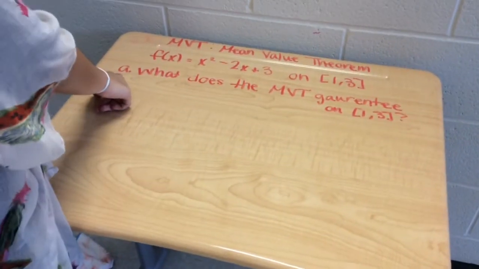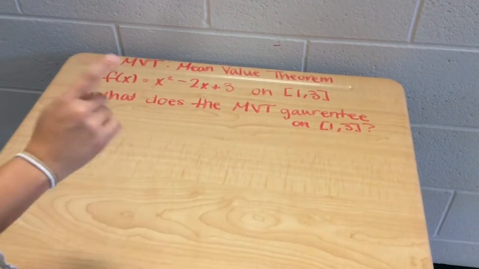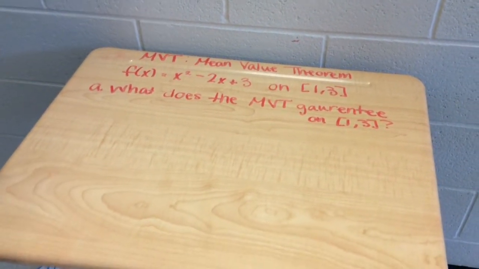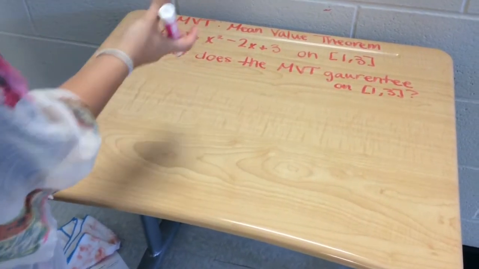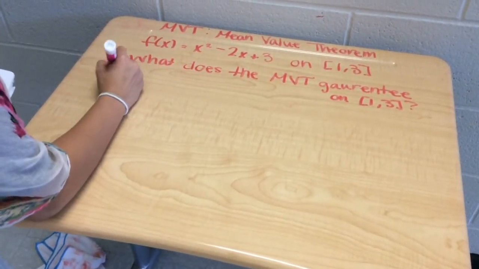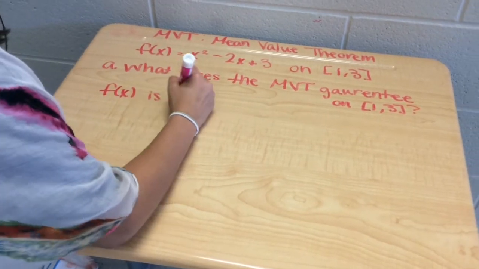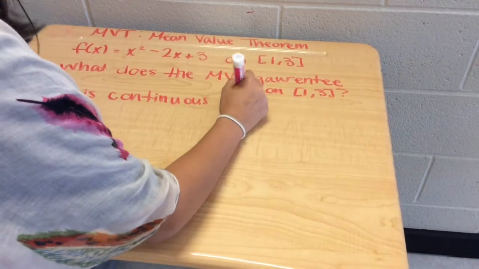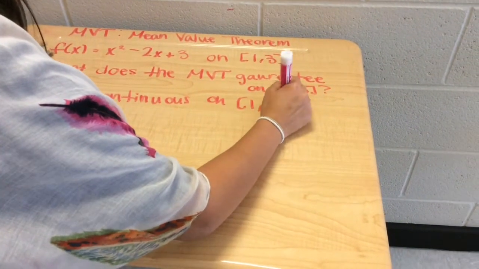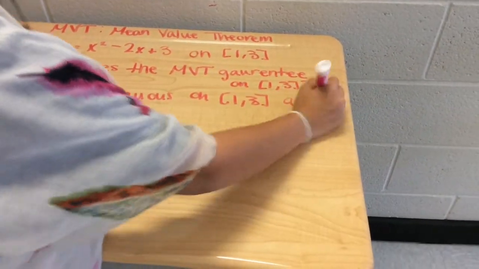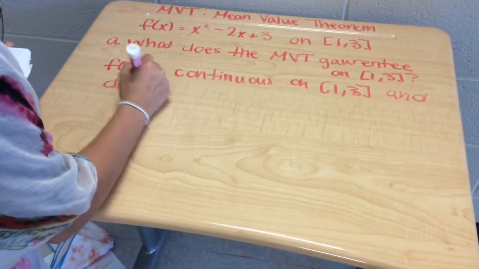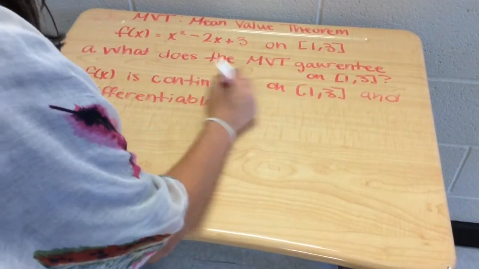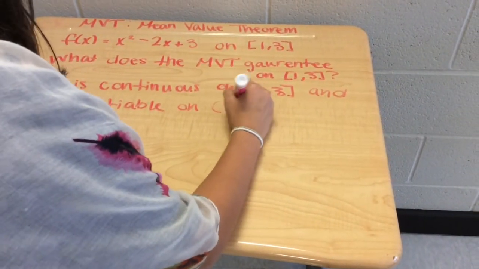So here we're going to start with A. What does the MVT guarantee on 1 to 3 for f of x equals x squared minus 2x plus 3? So first you have to state that it is continuous and differentiable. So you would say f of x is continuous on closed interval 1 to 3 and differentiable on open interval 1 to 3.